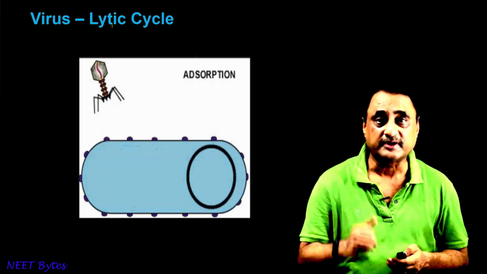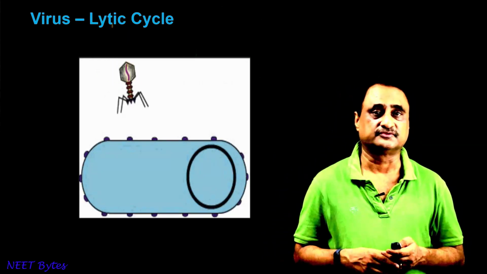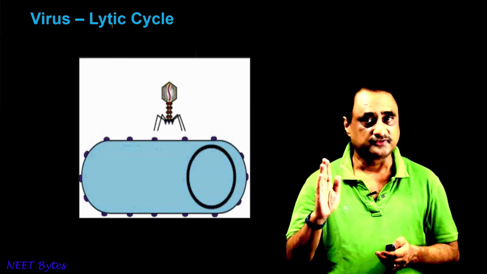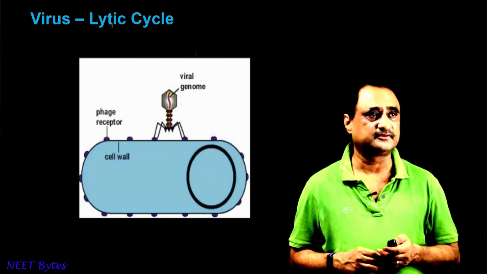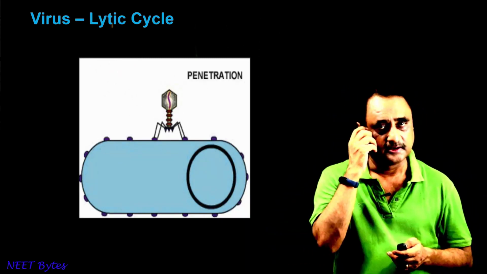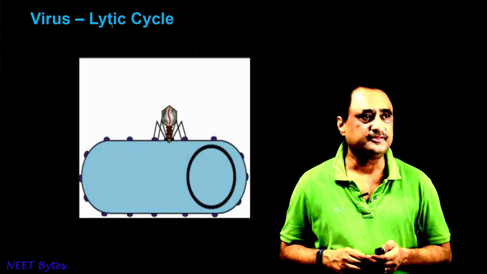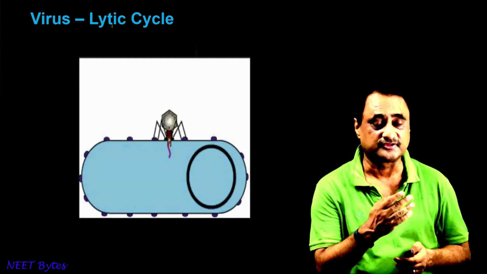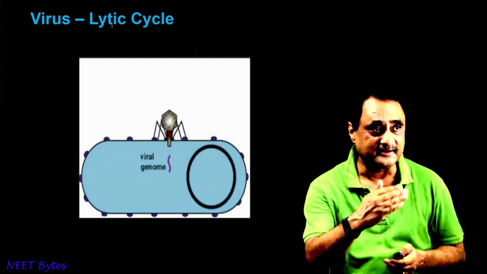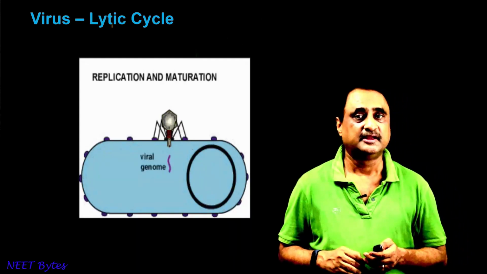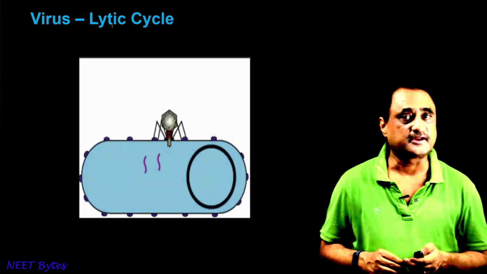Okay, have a look at this animation. So this will give you a very clear idea. So this is the first one, that is the attachment, right? The viral bacteriophage is actually attached to the bacteria. Now after this, what will happen? They will penetrate. You can see there, after the penetration, what will happen? The viral DNA is coming inside, right? And once the viral DNA comes inside, what will it do?